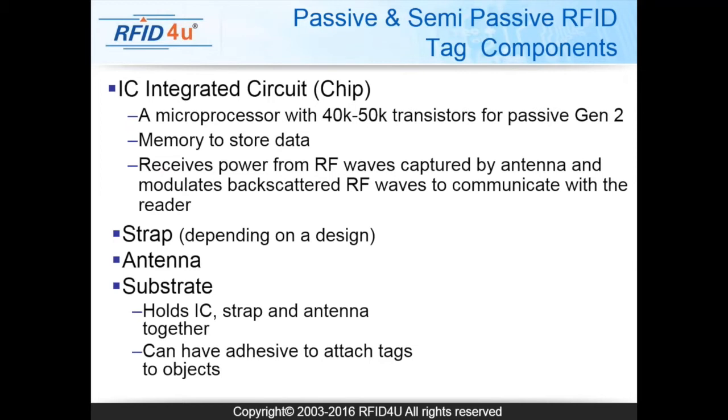You have a strap which connects the antenna to the chip. You have the antenna, which obviously takes up most of the chip, and you have the substrate, which is the material which holds all of the antenna, the IC, the straps, everything together. So it's the plastic backing for the inlay. And from a term point of view, if you have just an inlay, then that's called an inlay. If you put adhesive on the back of it, then it's called a wet inlay versus a dry inlay. And so you can't have adhesive attached directly to the inlay.